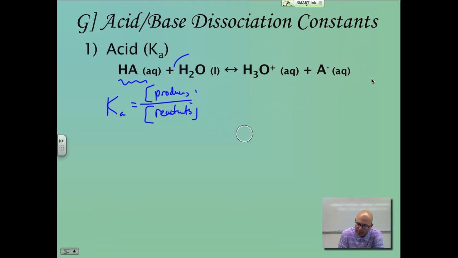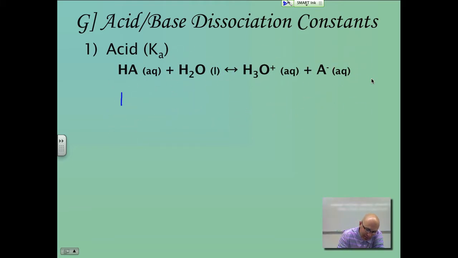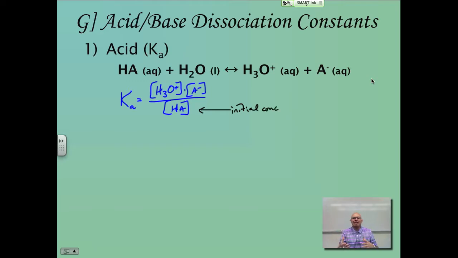I'm going to erase this again and write it again. The Ka is the H3O plus ion concentration times the A minus concentration over the HA. Okay? We ignore the water. The HA is the initial concentration of the acid. Makes sense, right? Because it's the acid and we're putting it into water. You should always add acid to water, but you're putting the acid into the water, so that's the initial concentration. This is the equilibrium concentration.